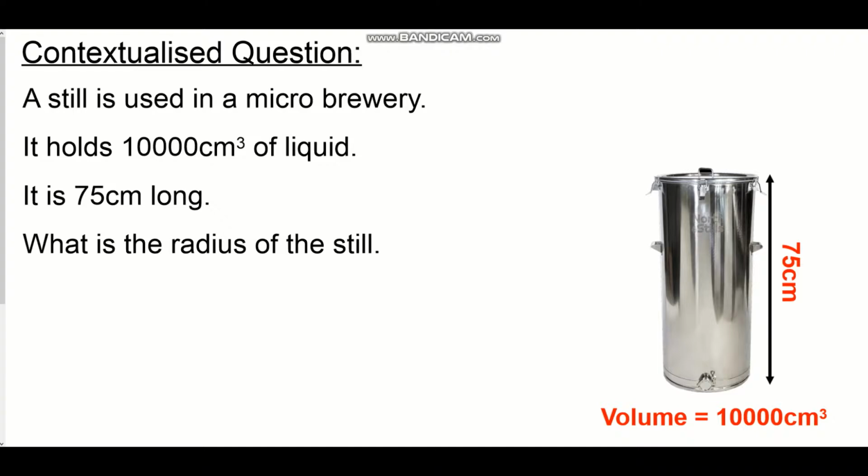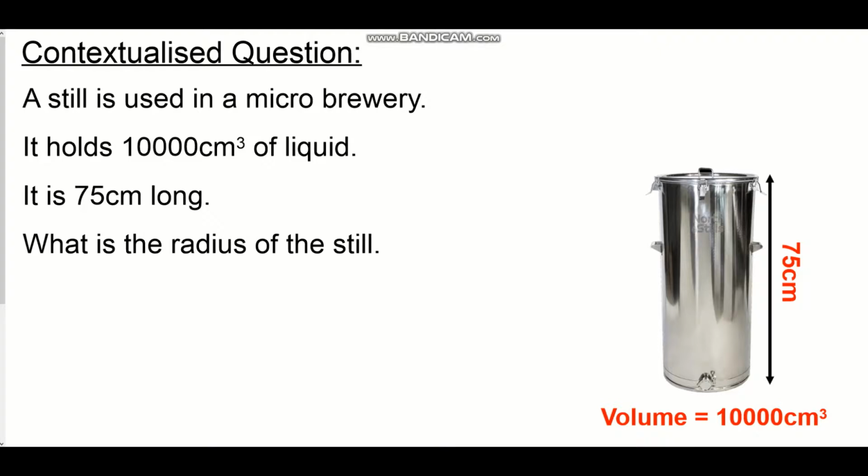Okay, so I get what you're probably thinking. That's all well and good, Mr. McDonald, but how do I use this in a real life context? Okay, so what I've got here is a microbrewery still. It holds 10,000 centimeters cubed, or 10,000 milliliters of liquid. It's 75 centimeters long. What is the radius of the still?